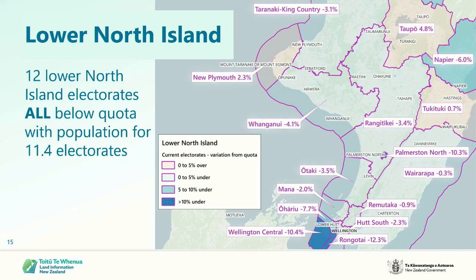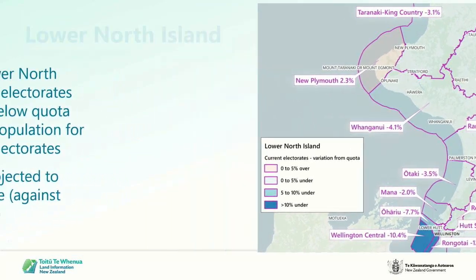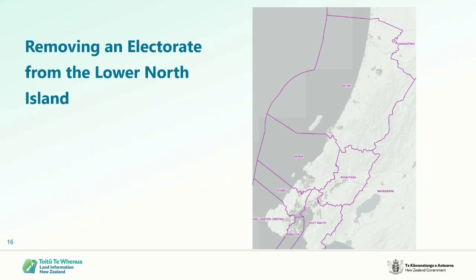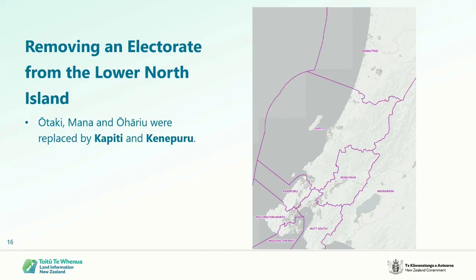So the place where it became obvious where an electorate should be taken away from was the lower North Island. So there's 12 electorates. They're all below quota, and they only have enough population for 11.4, and they're all projected to decline. And the Commission decided in the end to remove these 3 electorates, Otaki, Mana and Hutt South, and replace them with 2 new ones called Kapiti and Kiniperu.